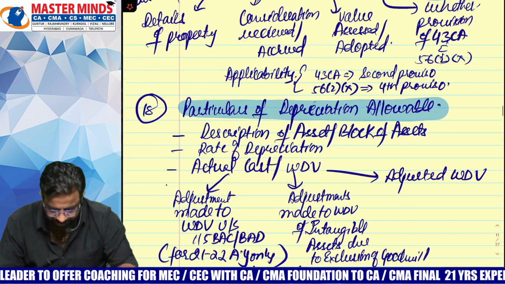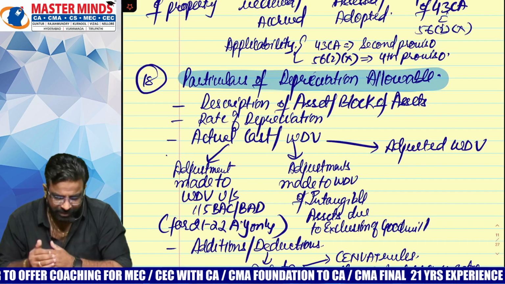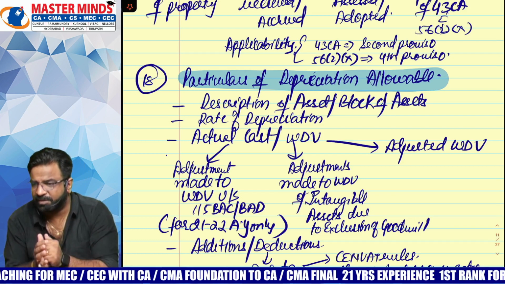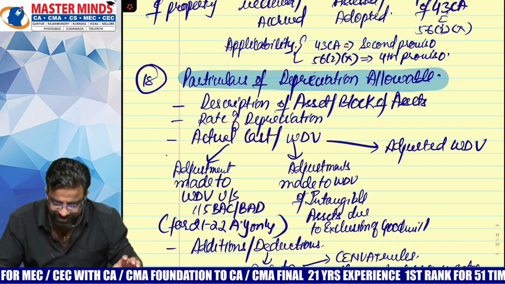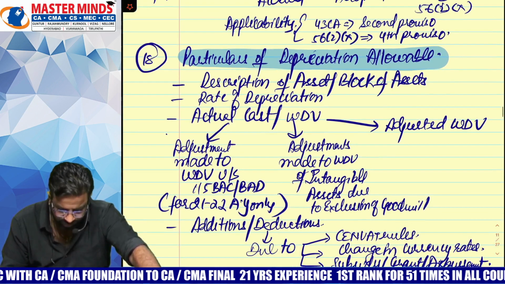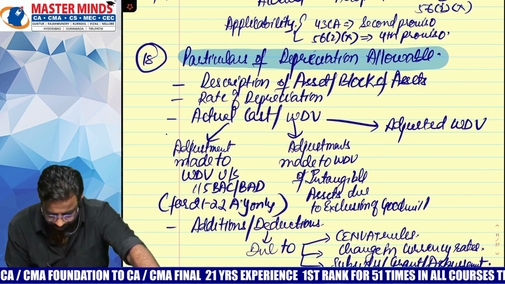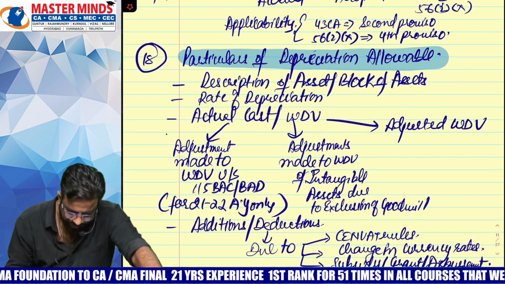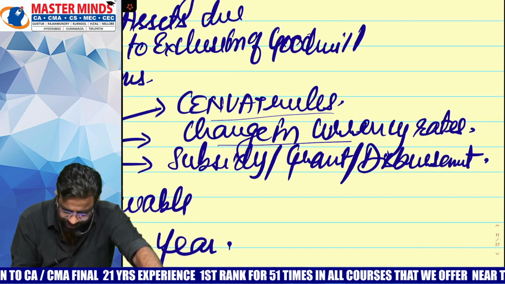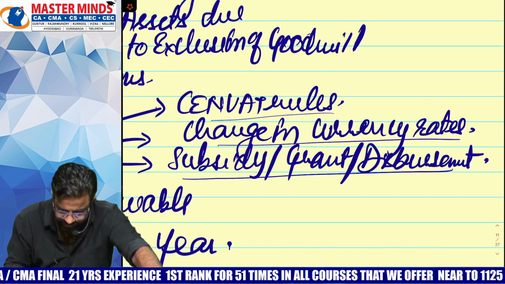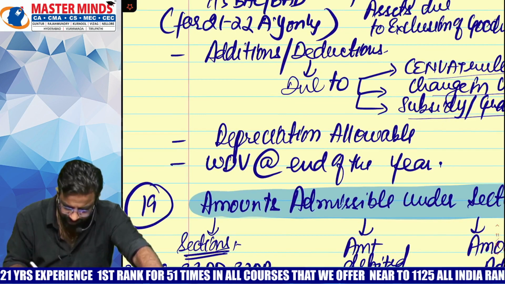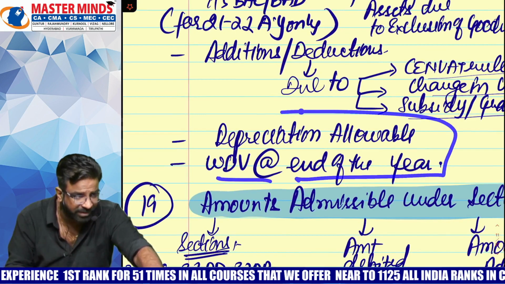Okay, next one. 18, particulars of what? Depreciation allowed. Next one, description. If the depreciation wala clause will come, these are the things you have to mention: description of the asset or block of assets, rate of depreciation, actual cost or WDV. What is WDV? Written down value. Now, additions or deductions due to which rules? CENVAT rules, due to change in currency rates and due to subsidies, grants and reimbursements, and depreciation, how much is allowable and what is the WDV at the end of the year.